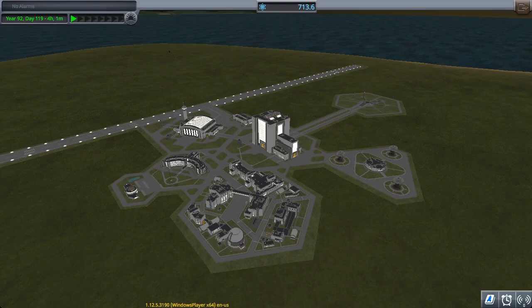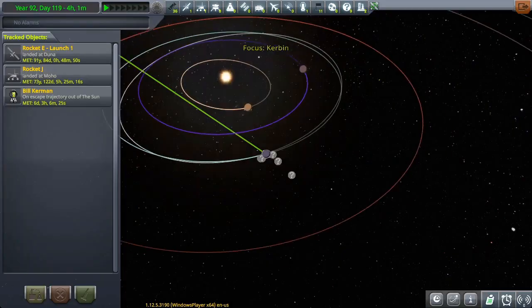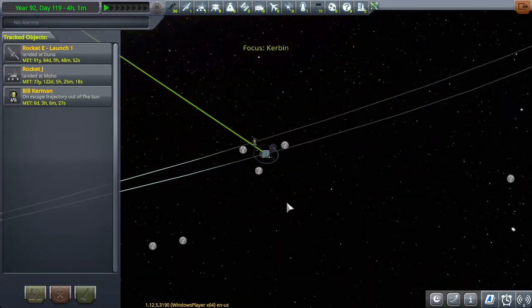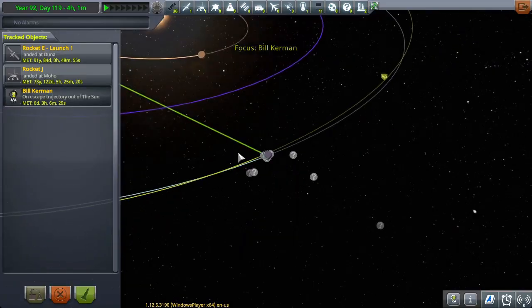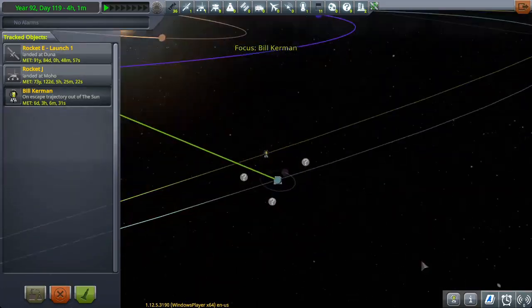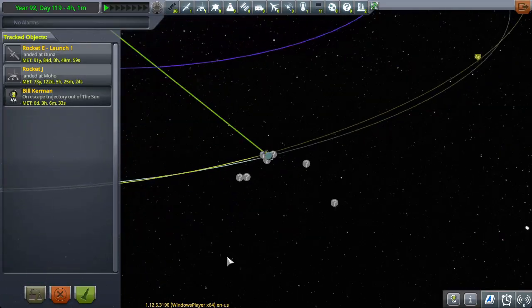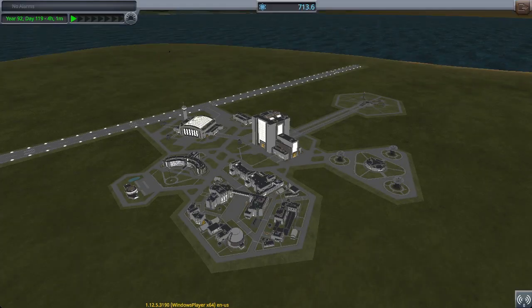In this video, I'm going to continue my Kerbal Space Program series. If you were following along, in the last video, I went to Ike and back, but I left Bill Kerman in space. So currently, he's in solar orbit right now. And in this video, I'm going to try to rescue Bill Kerman so that we can go back to Kerbin. So, without further ado, I guess let's get to it.